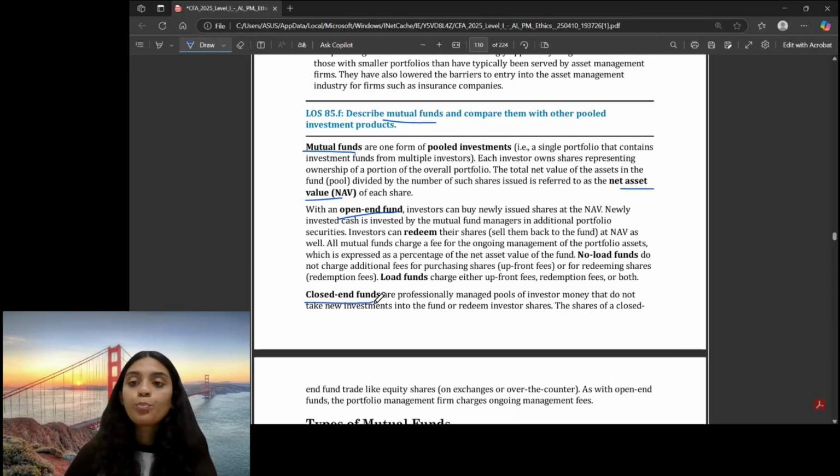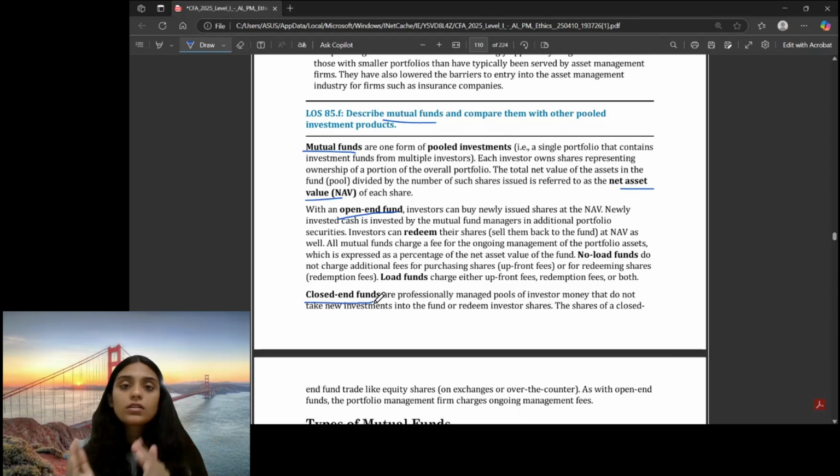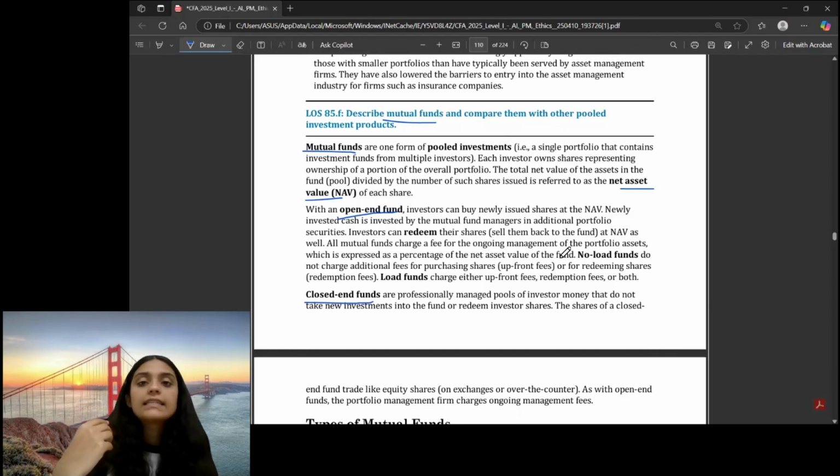These are the mutual funds which manage the money of the investors, and they do not take any kind of new investment after a certain period of time. They are specifically for a certain time horizon, so you cannot have an exit in between because it's a close-ended fund, as the name suggests. So while they are managing your money by investing in different pools of assets, yes, there will be fees.